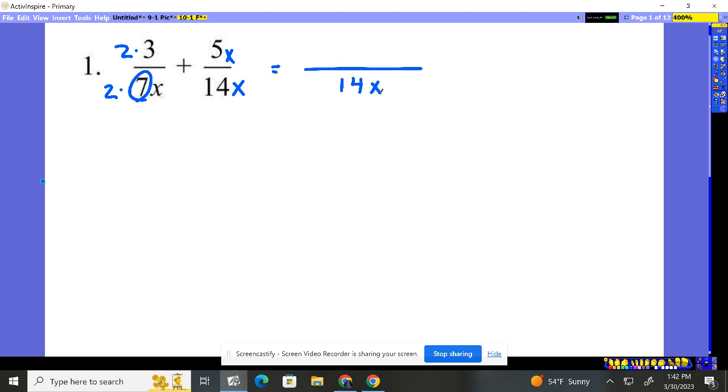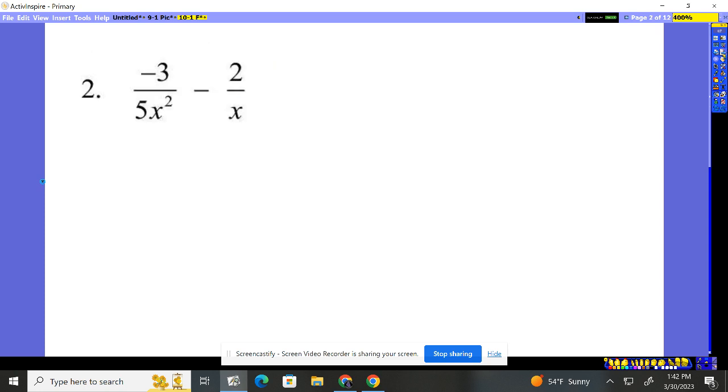So the bottoms are great. They're both 14x's. The top is a 2 times 3, which is 6, plus 5 times x. And there's our answer. Now, most people would want you to write it as 5x first, then the 6 over 14x, but I'm just happy that you can get a common denominator here.